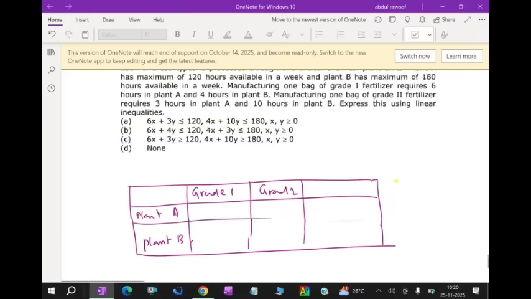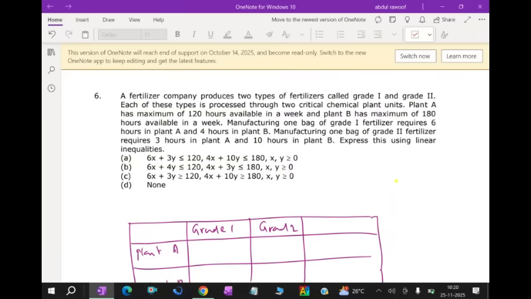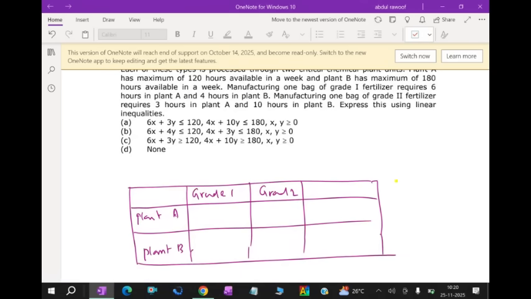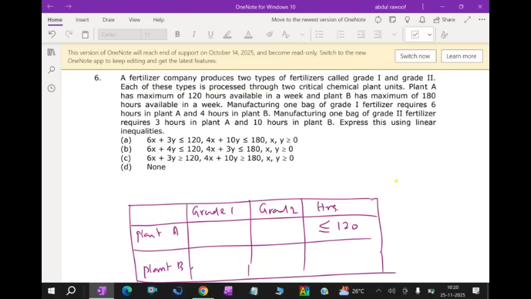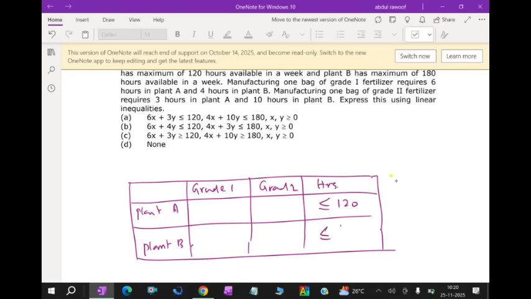Plant A produces, each this type is processed by two critical chemical plant. Plant A has maximum 120 hours available. This maximum 120 hours. And available with plant B is maximum 180. Maximum means this side 180. And grade 1 fertilizer 6 hours. For grade 1 is 6 hours. Grade 2 requires 3 hours.